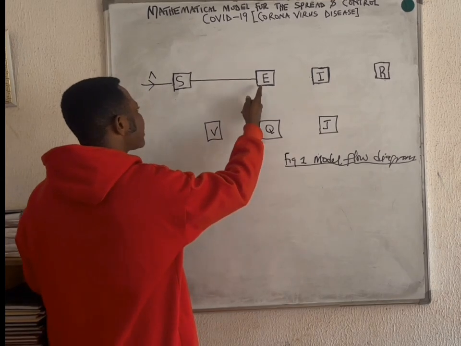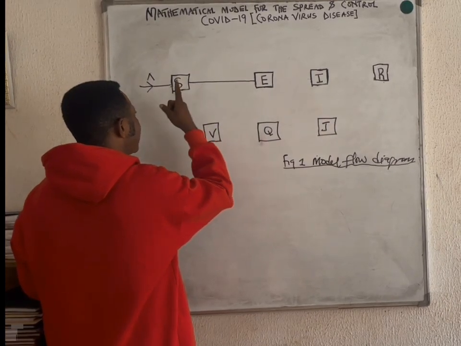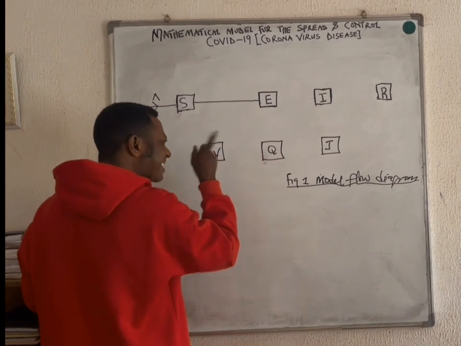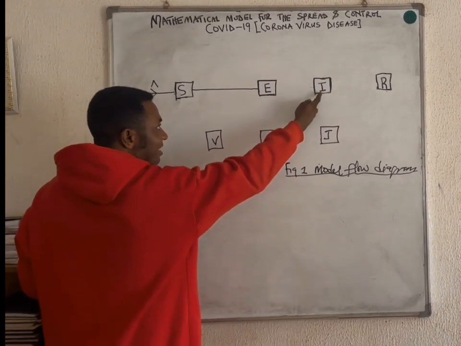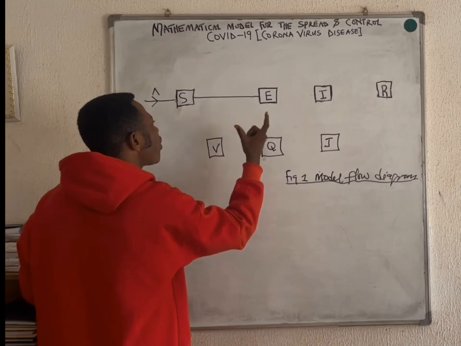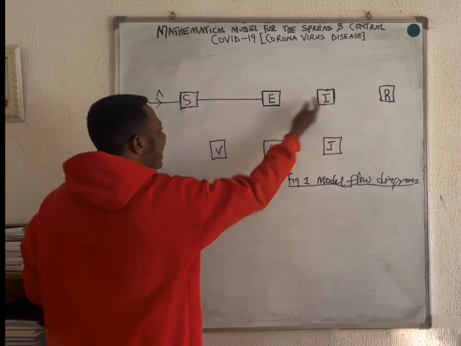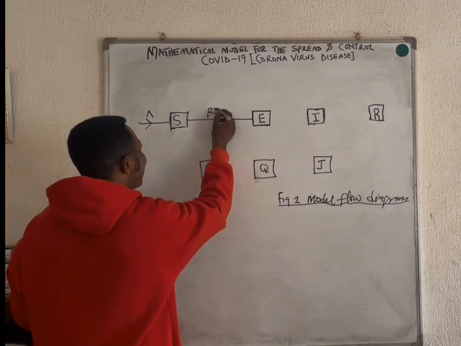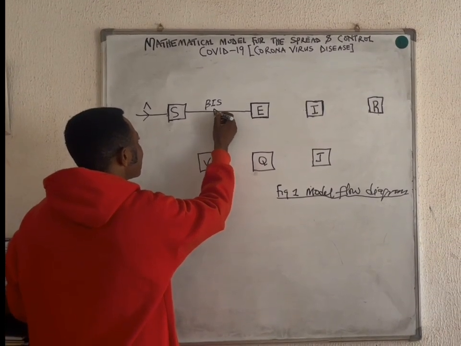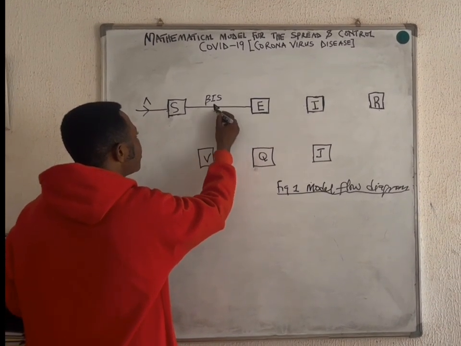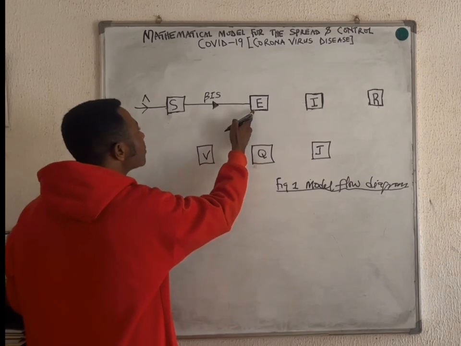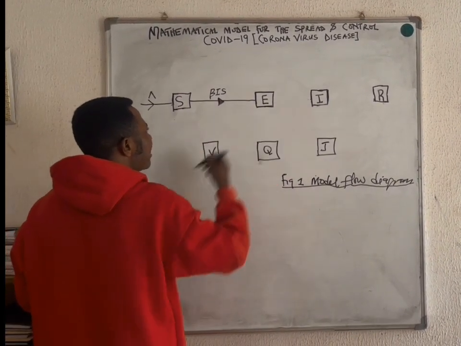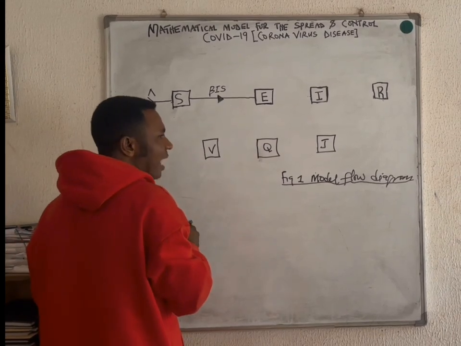And now for an exposure to occur, the susceptible person must have contacted the infected. That is, there must be a close contact between S and I. And that is why we have something like beta IS here. So that is for an exposure to occur. For this person to be exposed, the susceptible must have contact with the infected at the rate of beta.